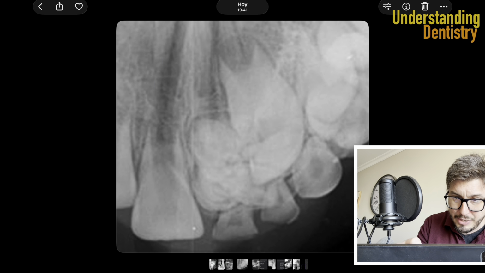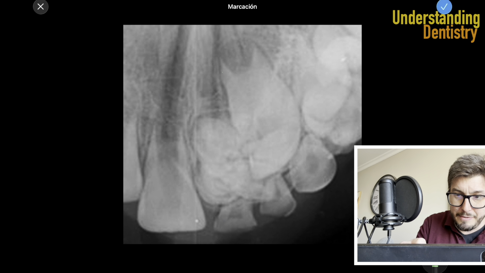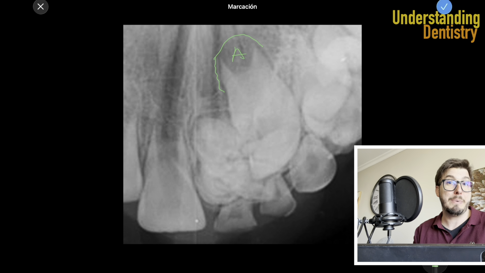And now take a look at this. We have the central incisor, the impacted central incisor. Okay, let's understand this radiograph. We have the lamina dura of the central incisor here, and of course the apex is open. Okay, that's the apex. The apex is open. We are talking about young teeth.